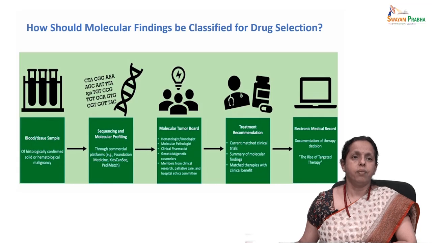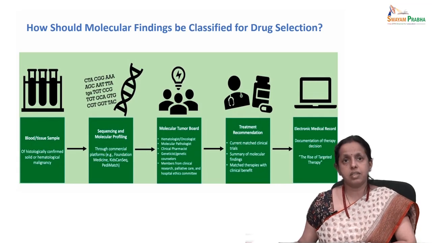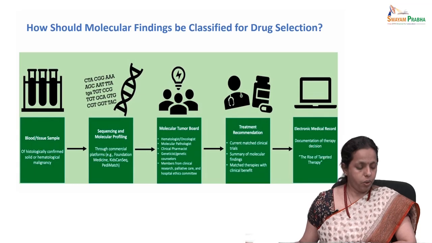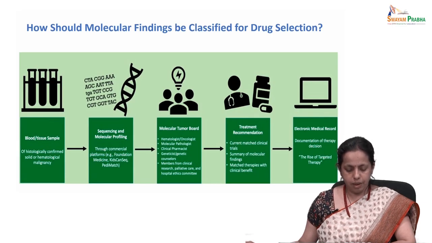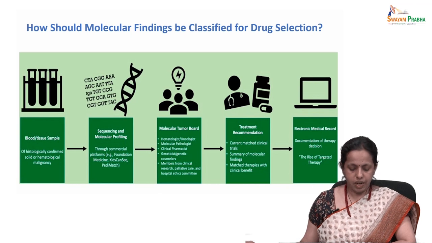How should molecular findings be classified for drug selection? Yes, back to our old question, which we have seen before. You take a blood or tissue sample of histologically confirmed solid or hematological cancer, and then go for sequencing and molecular profiling through several NGS platforms. Then put it before the board, where different members from research, palliative care and the hospital ethics committee are present, and they give clinical recommendations such as current matched clinical trials, a summary of molecular findings, or matched therapies with clinical benefit.